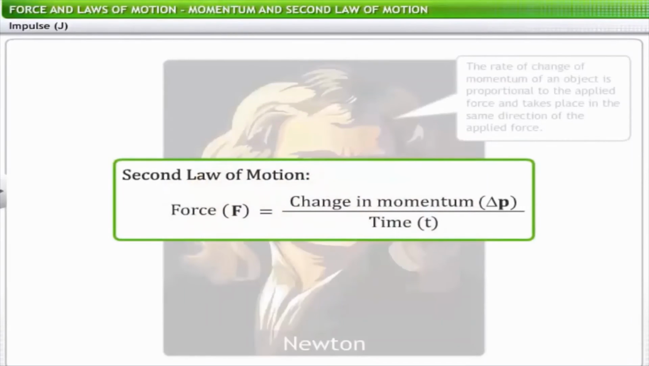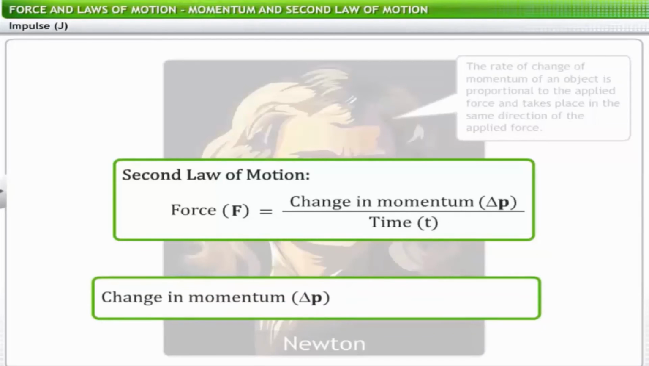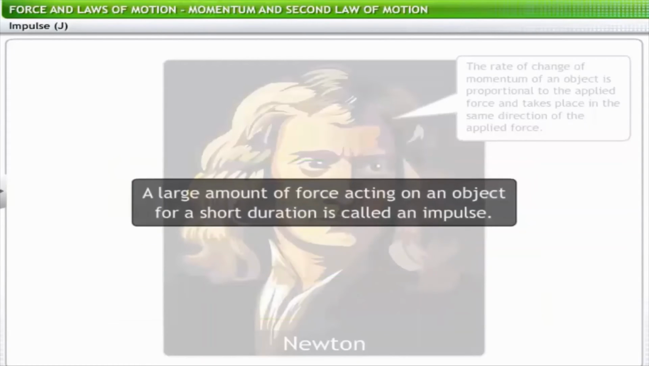Let's again look at the second law of motion. According to this law, force equals rate of change in momentum. Rearranging the expression, change in momentum equals the product of force and time. When a large amount of force acts on an object in a very short duration of time, it is termed as impulse.